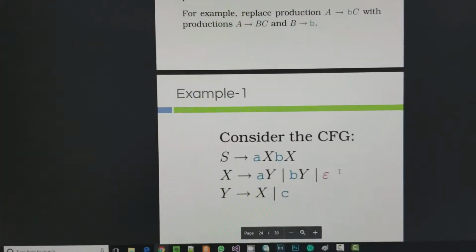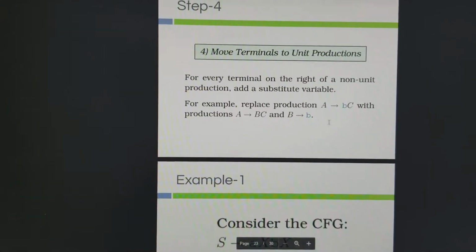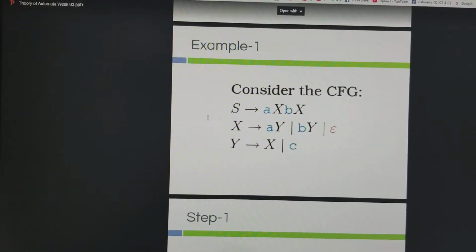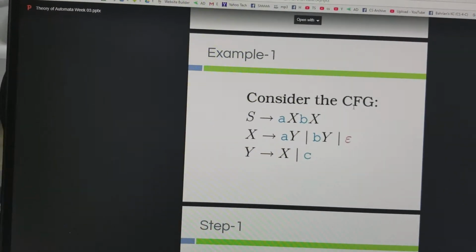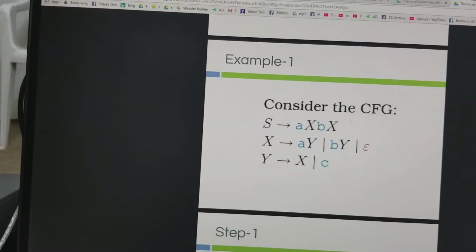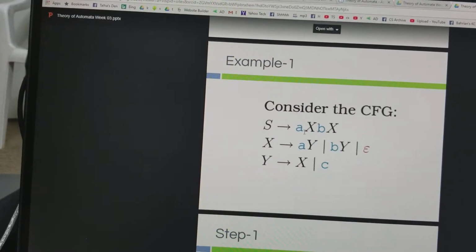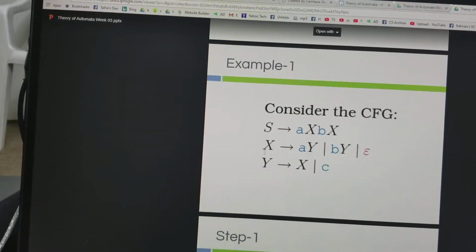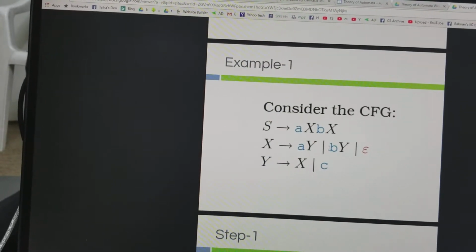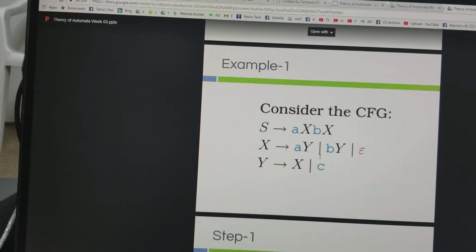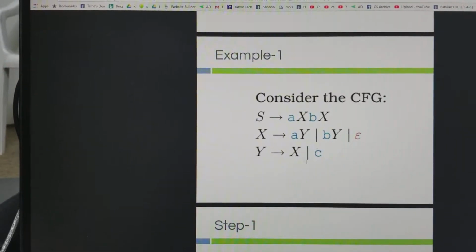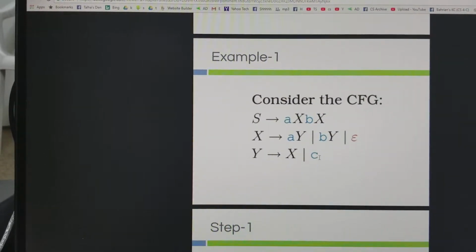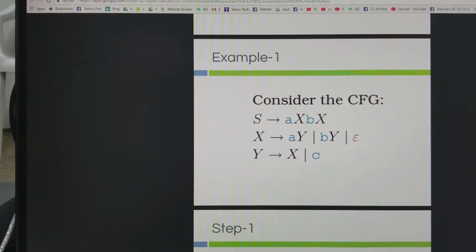Now, if you didn't understand that, forget these steps and focus on this example. Consider the context-free grammar: S goes to AX and BX. X goes to AY, BY, and empty. Y goes to X and a terminal.